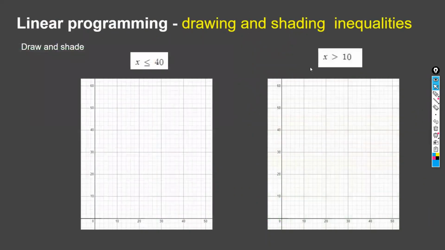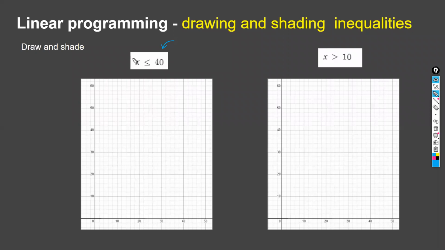Right. So you go in the exam and they ask you to draw this graph here. X is less than or equal to what? 40. How are you going to draw and shade that? Because it's an inequality, it has some shading involved. Quick question, is this supposed to be a solid line or a dashed line? It's supposed to be a solid line, right?